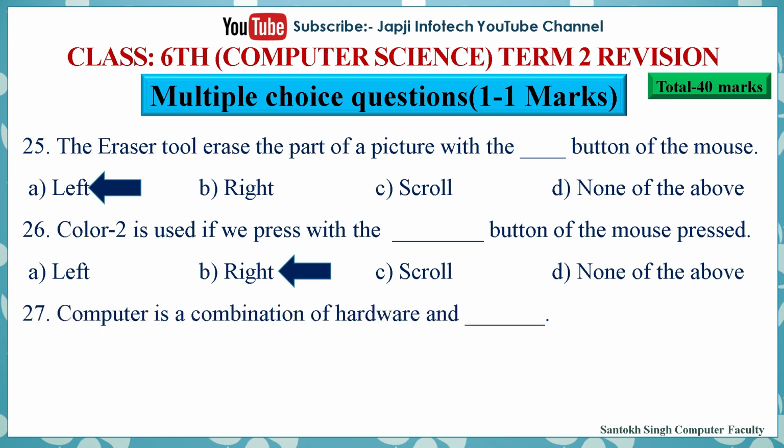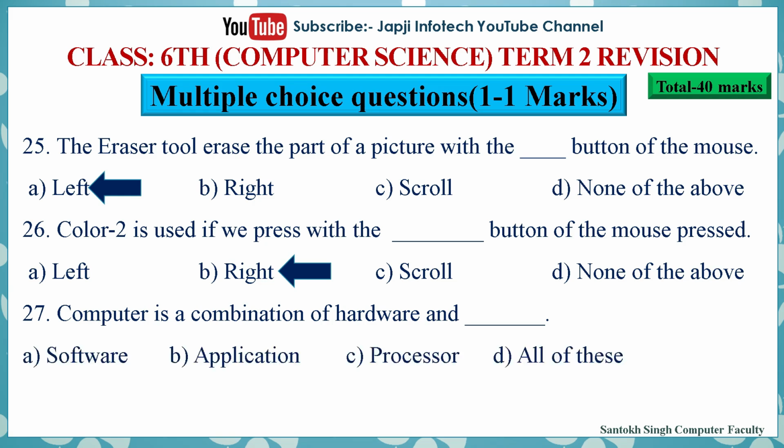And 27th one is, computer is a combination of hardware and dash, and the options are software, application, processor, and the last one is all of these. And the right answer is computer is a combination of hardware and software.